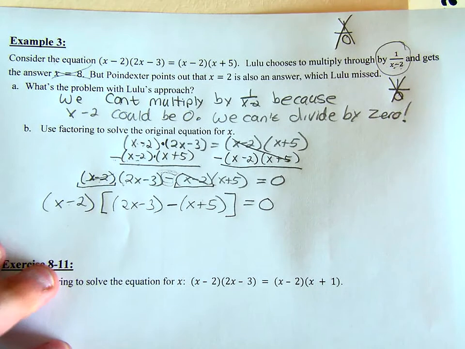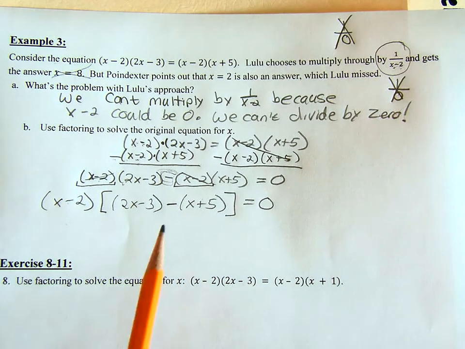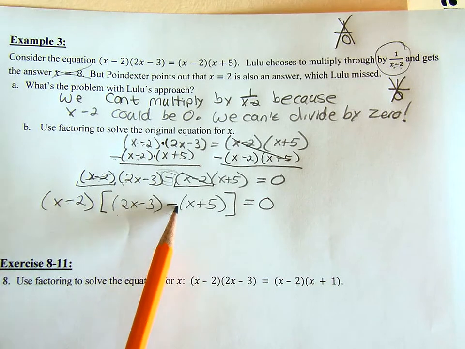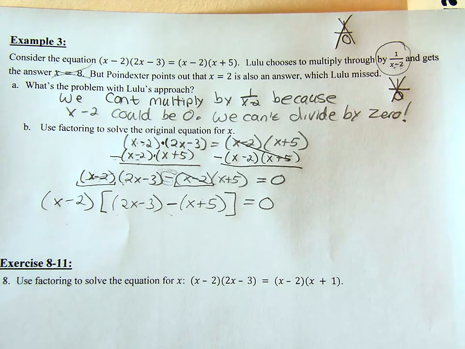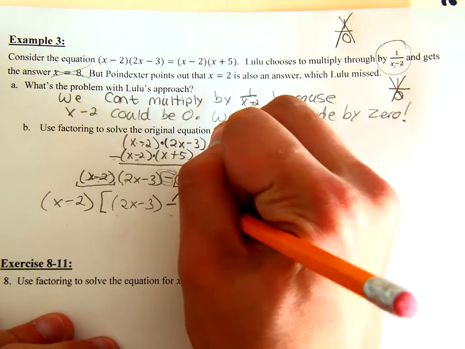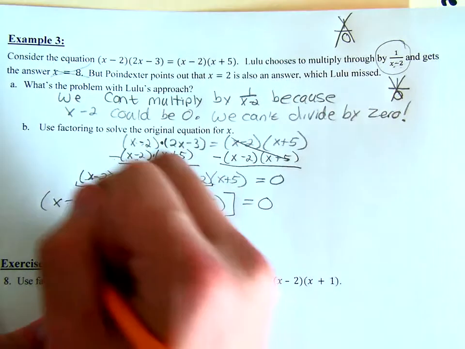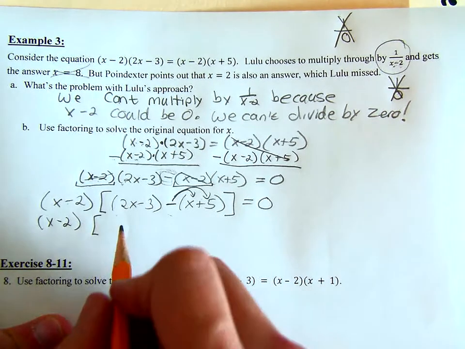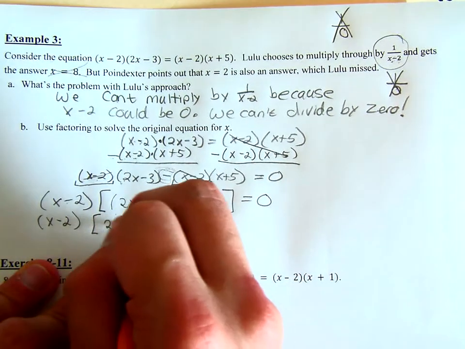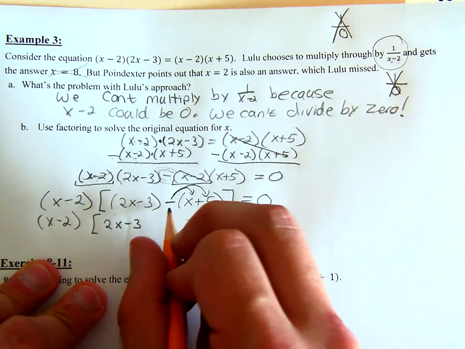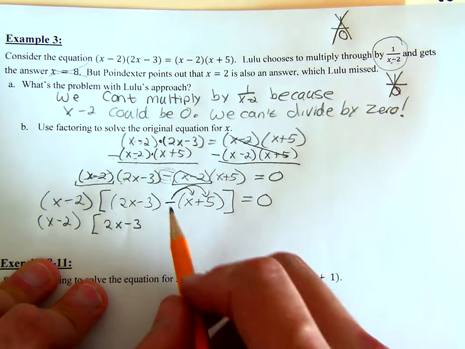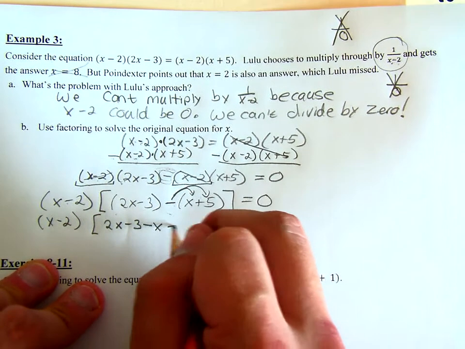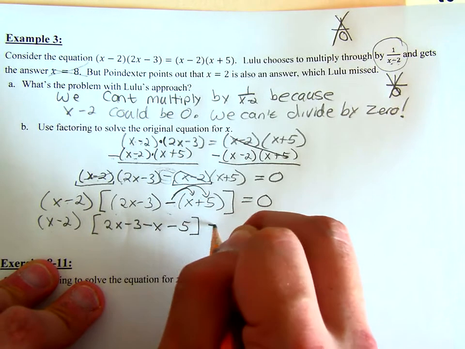So if we look at this, now inside the brackets, we have 2x minus 3 minus (x plus 5). What we could do then is distribute this negative in. So we're going to have (x minus 2) times our bracket. So we're going to have 2x minus 3. Because once we distribute this negative, we can drop the parentheses. So negative times x is just negative x. Negative times 5 is just a minus 5. And that whole thing is equal to 0.